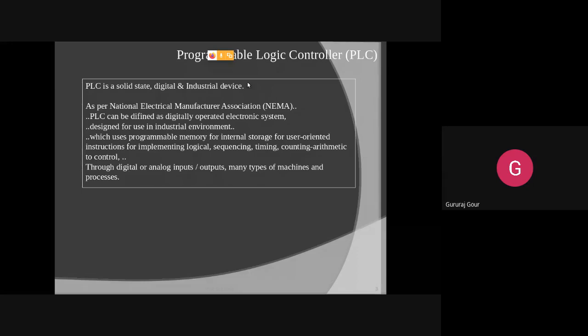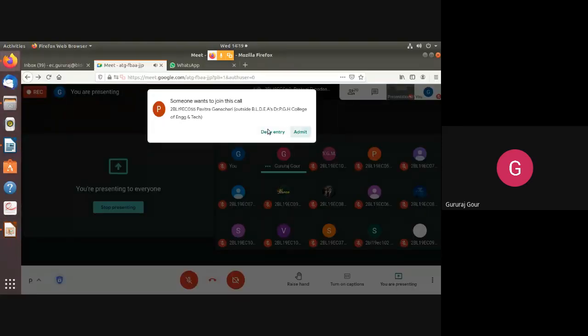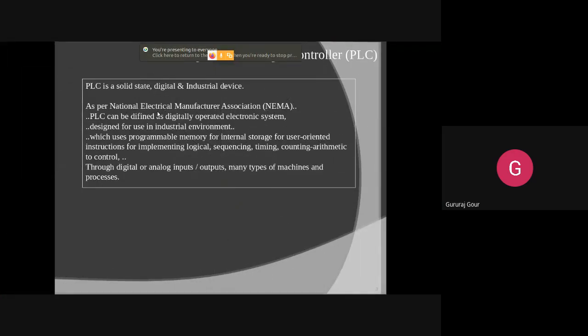So its importance lies with its name itself, programmable logic control. Wherever control is required, it is normally used. So it became a common thing. It is solid state, made up of silicon or germanium, any kind of silicon material like our rectifier diode or transistor, SCR. And it is digital. So PLC or programmable logic controller is a solid state, digital and industrial device.